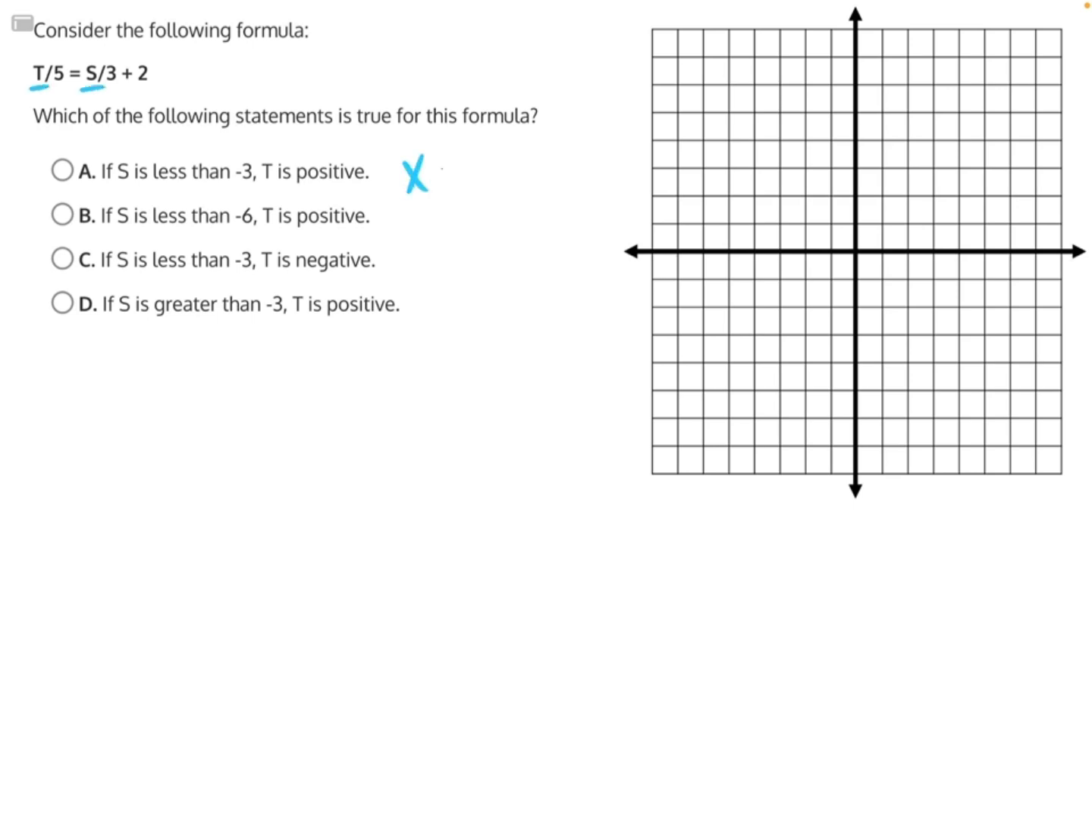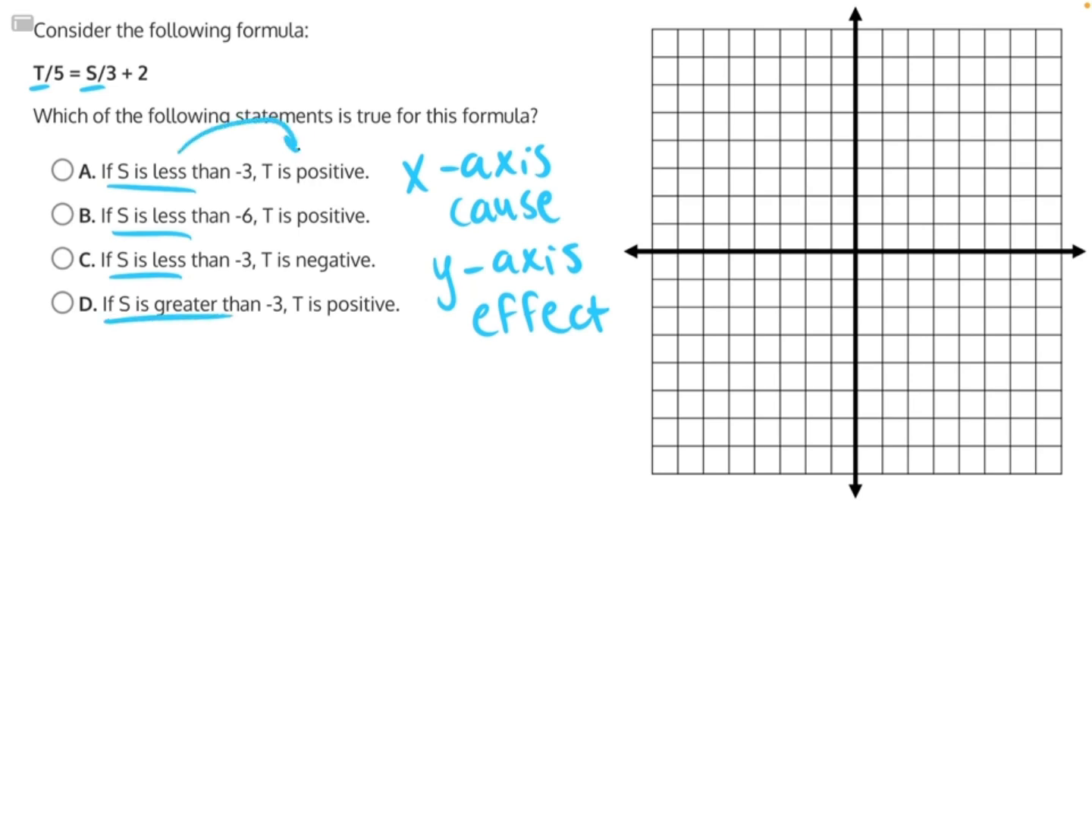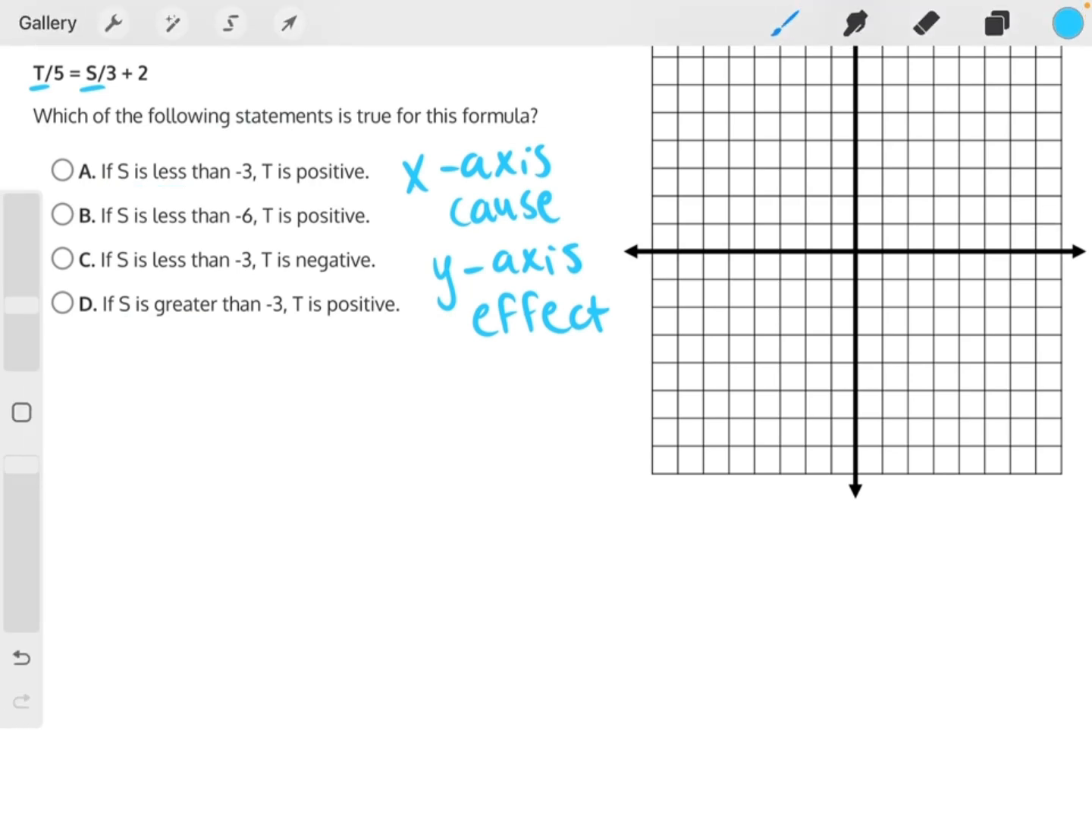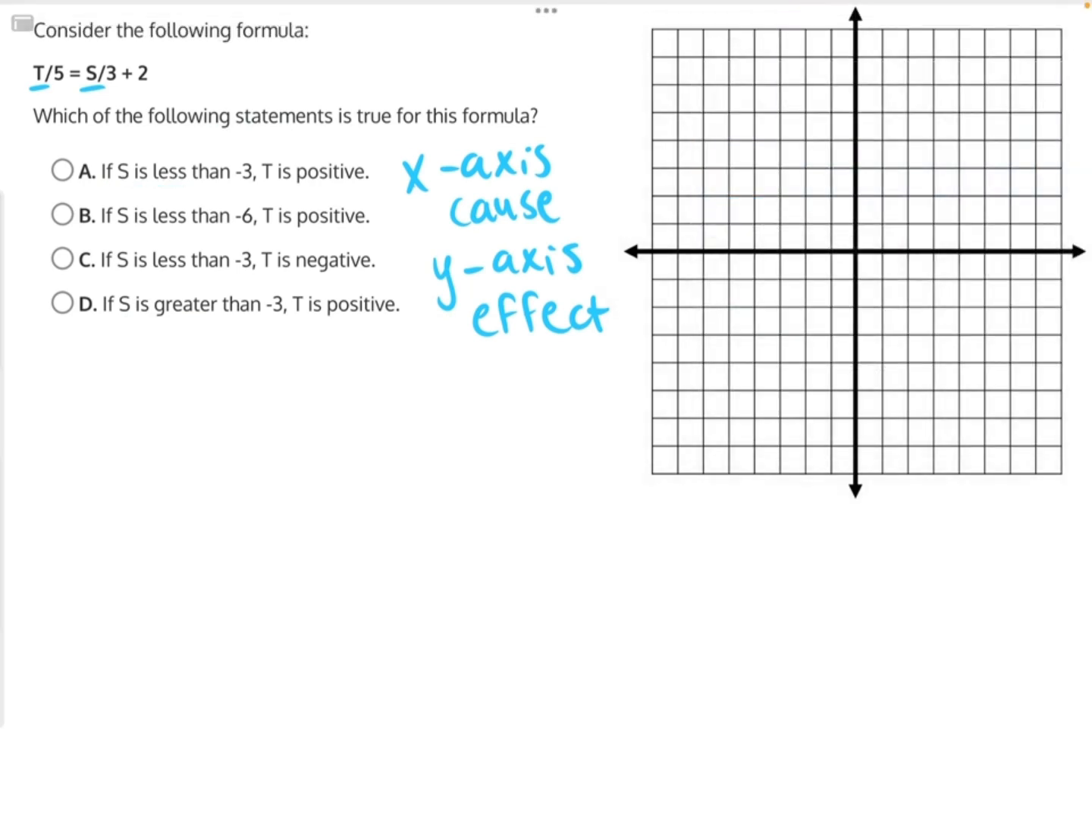Normally, our x-axis is our cause variable, and our y-axis is our effect variable. So if we take a look at our answer choices, we can see that s is always the cause that is affecting t. So that means we can label our axes: x is s, and y is t. And now that we've labeled our axes, we can find our intercepts.